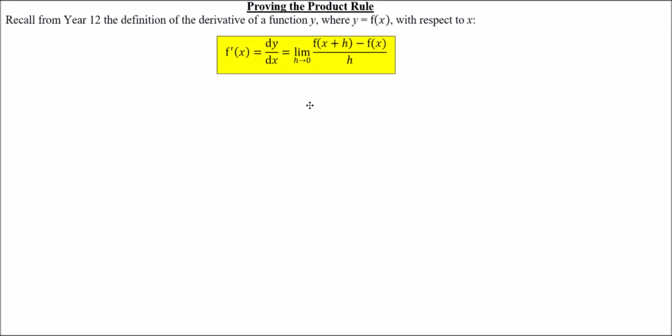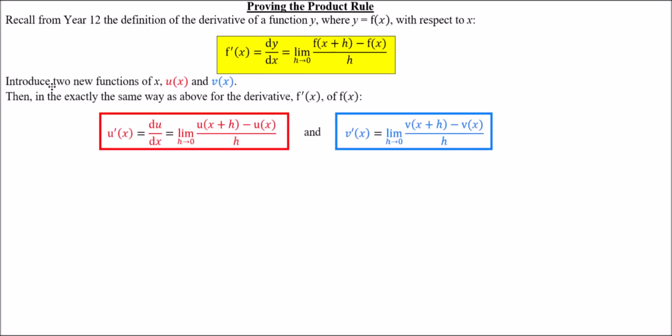So recall from year 12 the definition of the derivative of a function y, where y is f of x, with respect to x. This is the derivative function, and we're going to use this throughout. Now let's introduce two new functions of x, call them u of x and v of x. Then in exactly the same way as we had f dashed of x for dy by dx, u dashed of x is du by dx, which is this beast here, and v dashed of x is in the same way over there.